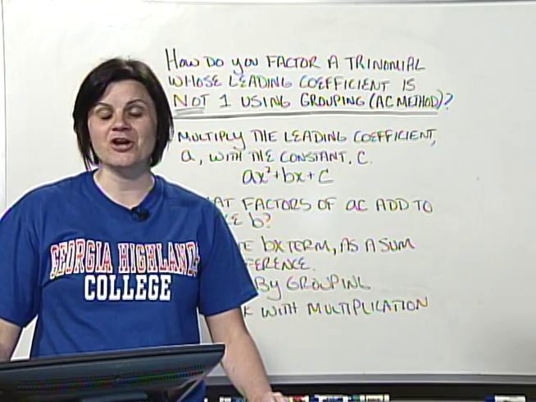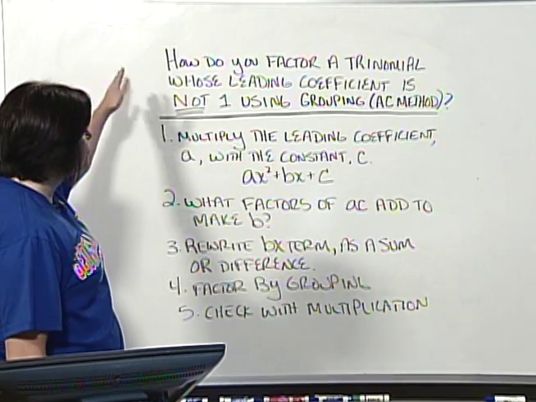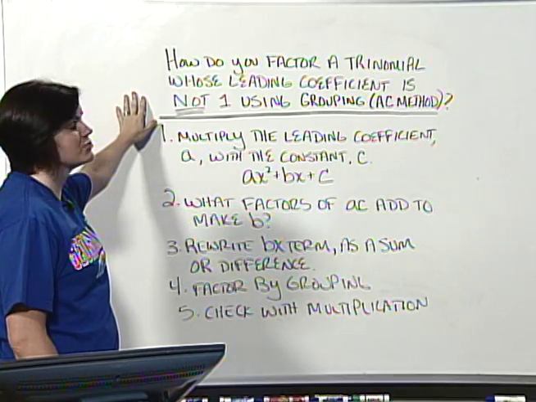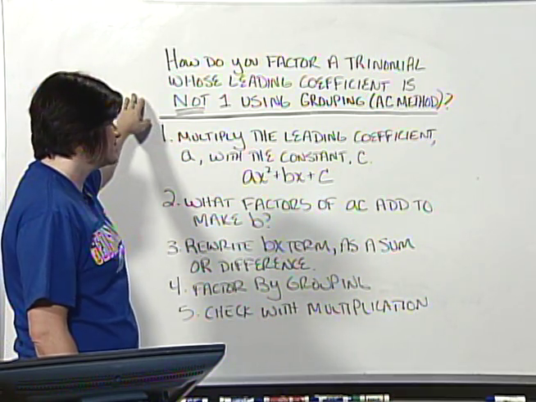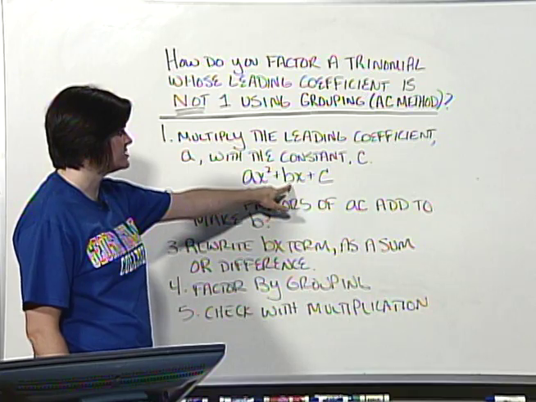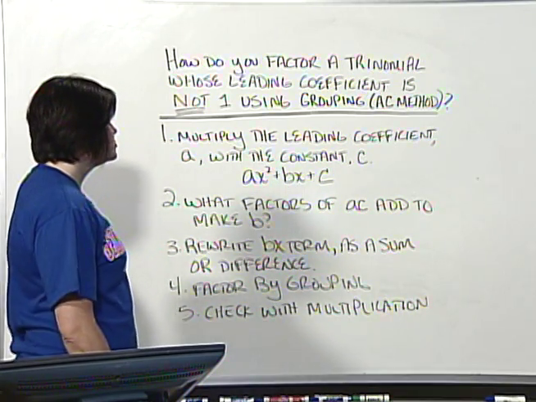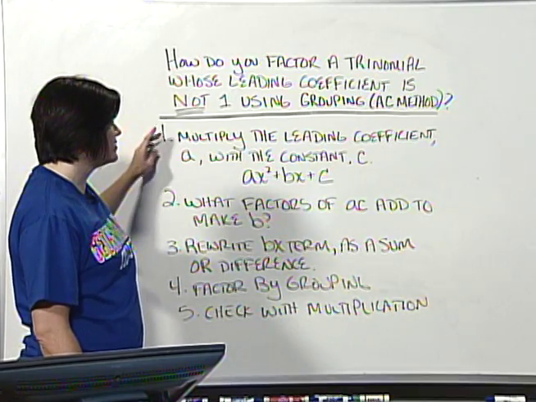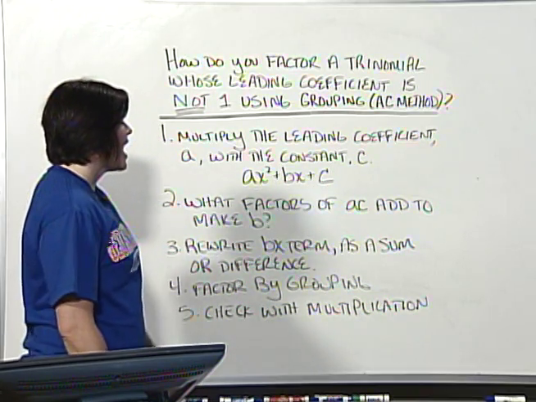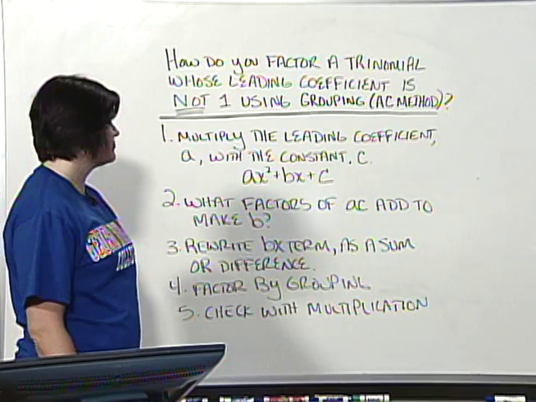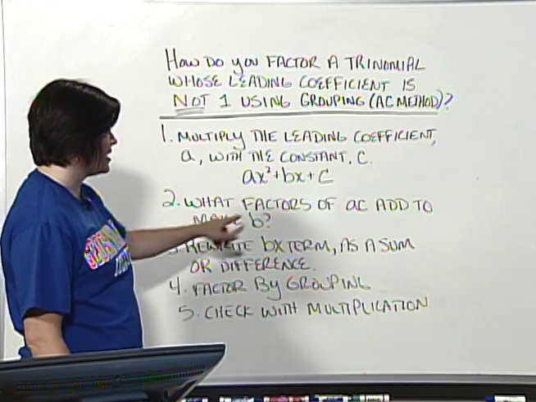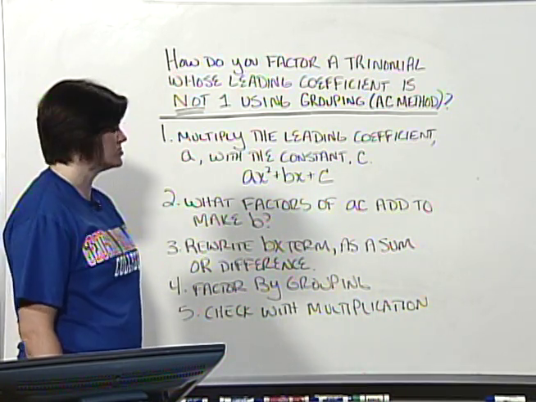In this video segment, we'll be answering the question, how do you factor a trinomial whose leading coefficient is not 1 using the grouping method, which is also called the AC method? So we're talking about a trinomial in the form of ax squared plus bx plus c. The first step in this process is to multiply the leading coefficient a with the constant c. After you have that value, you ask yourself the question, what factors of that product AC add to make b, the coefficient of the middle term?